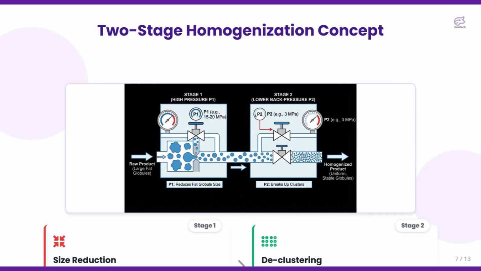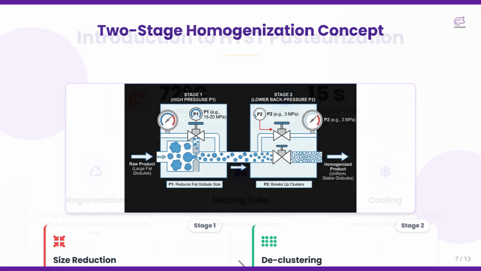Let us now understand the two-stage homogenization concept. Stage 1, high pressure, typically around 15 to 20 MPa. This stage reduces size. Stage 2, lower back pressure around 3 MPa. This stage breaks clusters and prevents reagglomeration. Stage 1 reduces size, Stage 2 declusters. This ensures a stable emulsion and prevents cream plug formation.